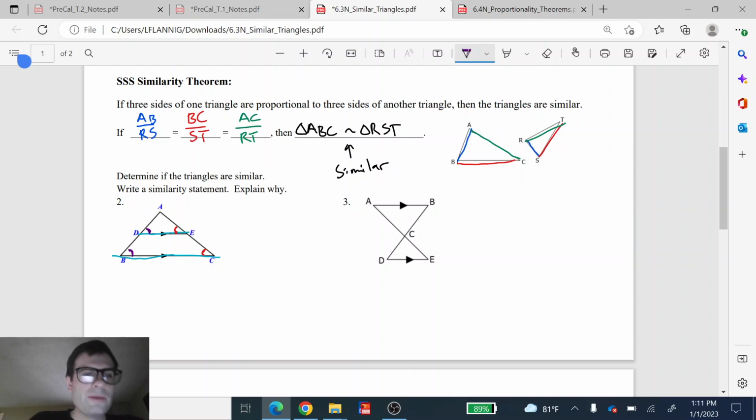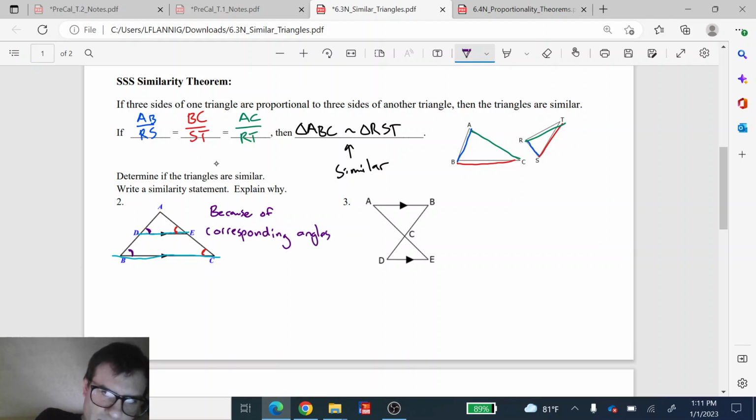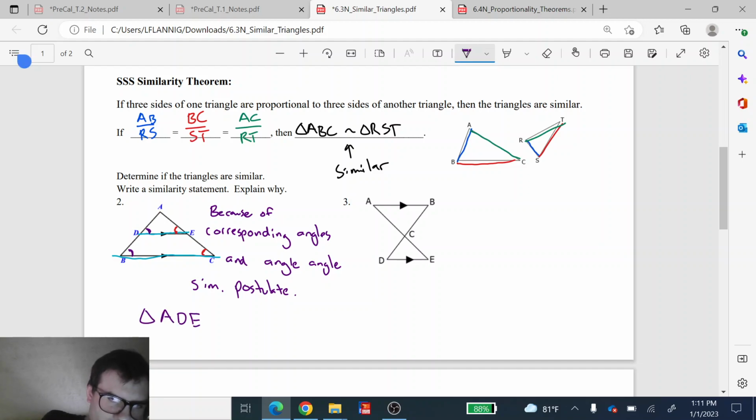So because we now know we have two angles for each of them that are congruent, we can say because of corresponding angles and the angle-angle similarity postulate, triangle ADE is similar to triangle ABC. The small one and the big one are similar.